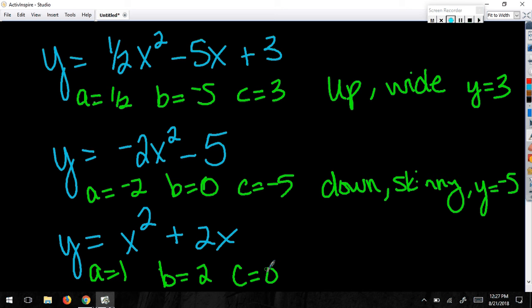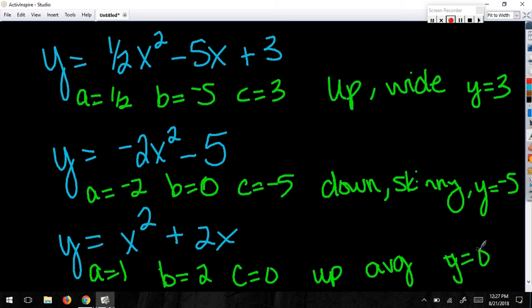Up or down on the last one? Up. Skinny, wide, or average? Average because it's 1. That's going to be what I compare everything to is a 1. Y-intercept? 0. Good job. Who's confused? Don't be ashamed if you're confused now. Okay, where'd I lose you? How's it average? If the A is ever 1, that's always an average one. And then as it gets bigger, it's skinnier, smaller, it's wider.